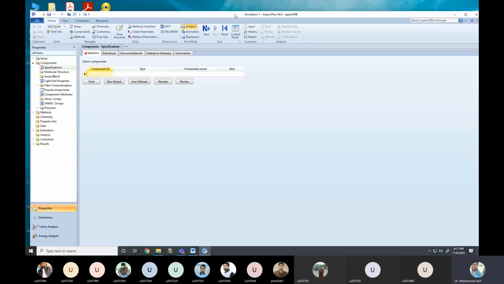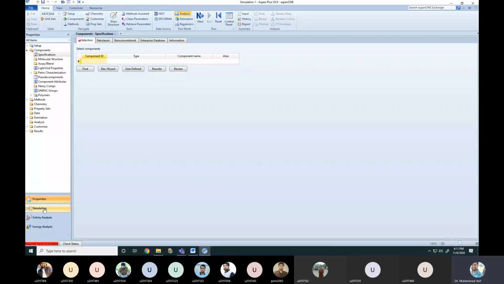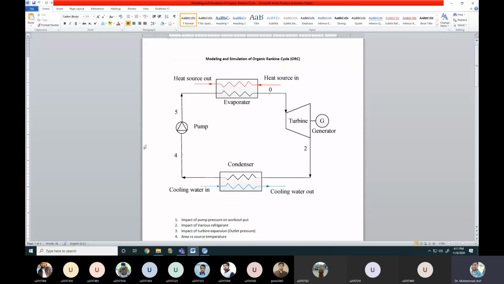So what should be the first process? Obviously, as I mentioned in the previous class, there are four modules. First of all, you need to mention what the components are and what the property method is, and then you can develop your simulation. So first of all, you need to define the components. What are the working fluids that will be used in your simulation? Any one of you, can you tell me what the working fluids are? Anyone?